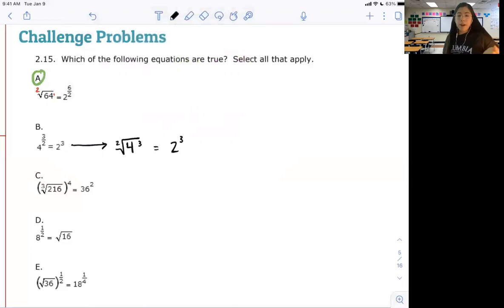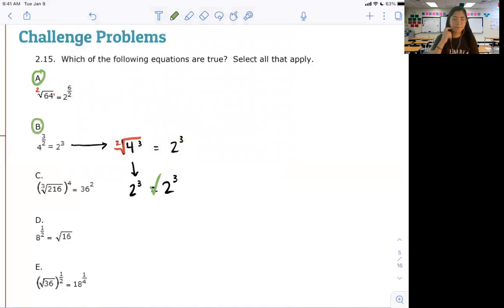Now that I have a radical, you have to ask yourself, can I do the radical? Yes, I sure can. What is the square root of 4? It's 2. So this is 2 to the power of 3 equals 2 to the power of 3. We have a match.